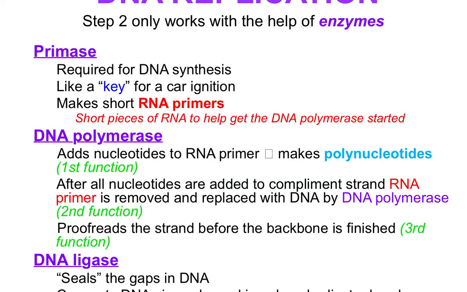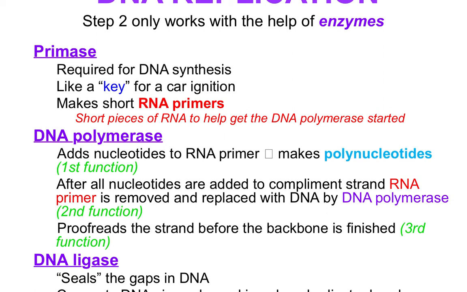DNA replication, part 2. It only works with the help of enzymes, all right? Primase is an enzyme that synthesizes short RNA sequences called primers. So it's required for DNA synthesis, and it's like a key. It kind of starts the ignition process of replication. It makes short RNA primers. Those are little short pieces of RNA to help get the DNA polymerase started.